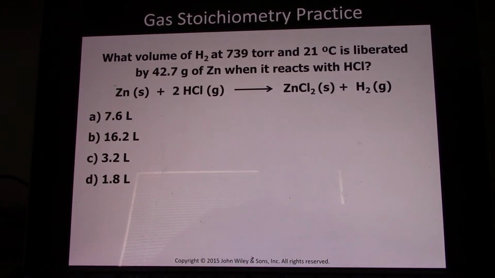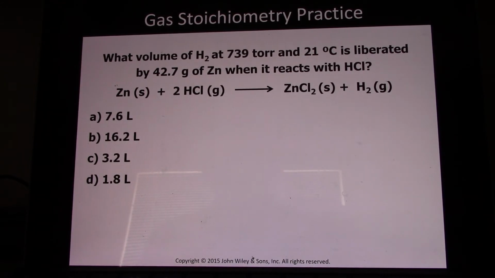What volume of hydrogen gas at 739 torr and 21 degrees Celsius is liberated if I dissolve 42.7 grams of zinc in hydrochloric acid? Again, we remember from chapter 8, zinc is more active than hydrogen, and therefore in a single displacement it will displace hydrogen, and this reaction will happen. We make sure it's balanced. 1 zinc on the left, 1 zinc on the right. 2 hydrogens on the left, 2 hydrogens on the right. 2 chlorines on the left, 2 chlorines on the right.